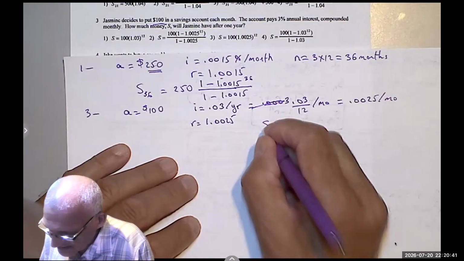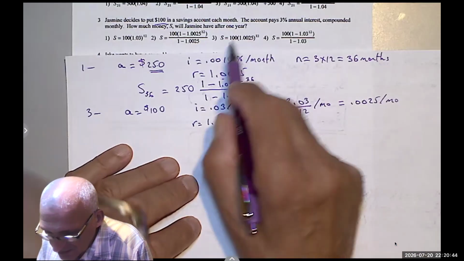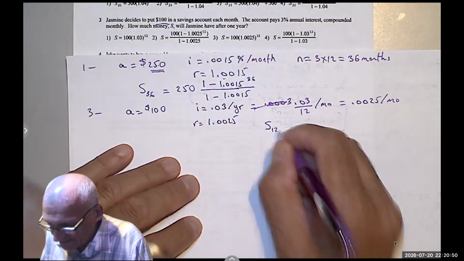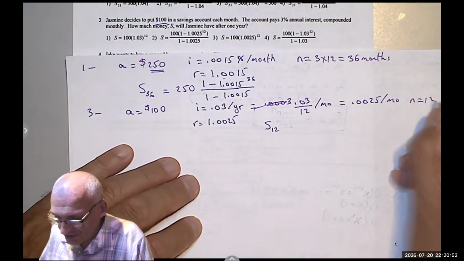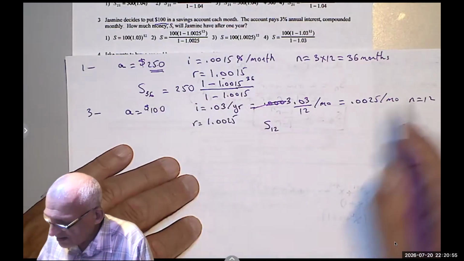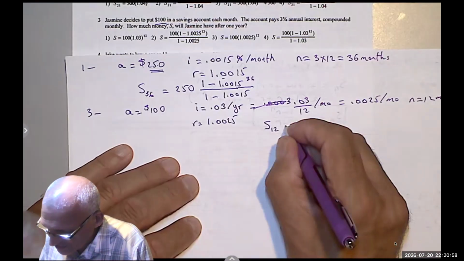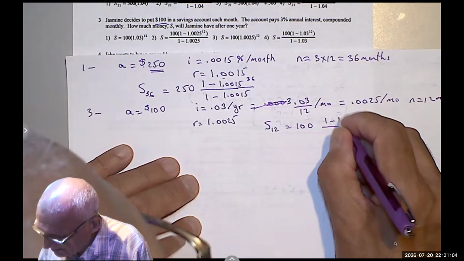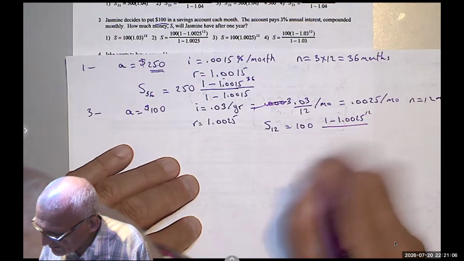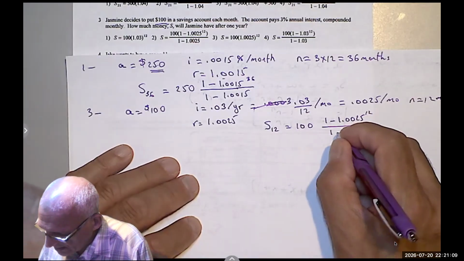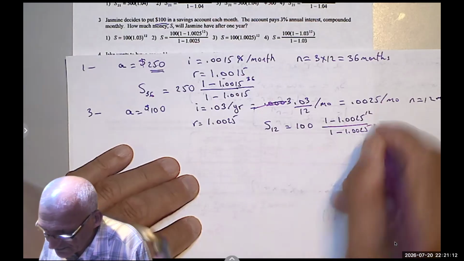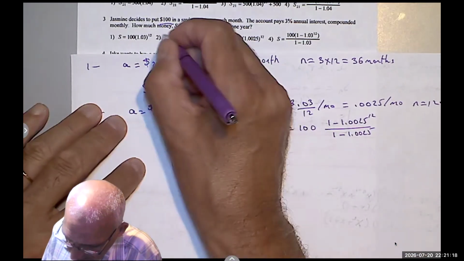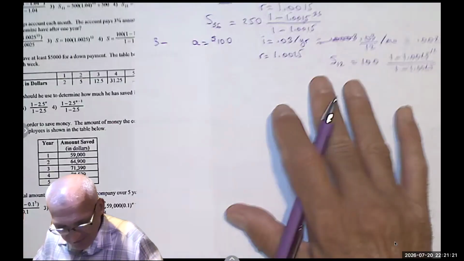So S, again, after 1 year, so S12, N is 12, because it's only 1 year of depositing the money. So S12 would be 100 times 1 minus 1.0025 to the 12th over 1 minus 1.0025. Which one is that? 2, right? 100, this over that. Let's move to number 5.